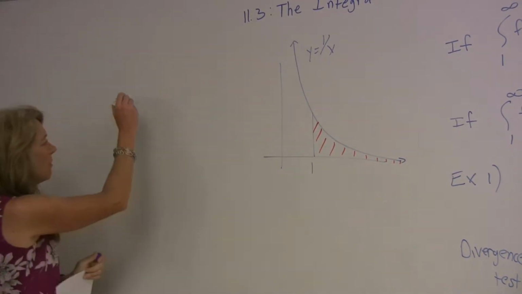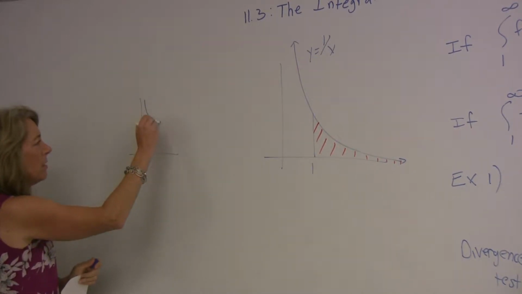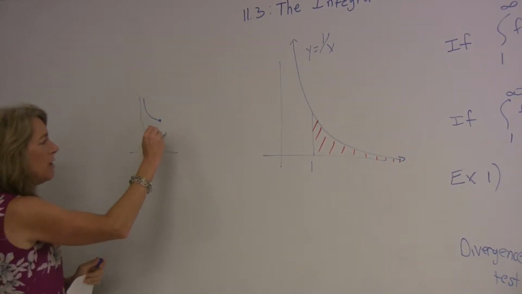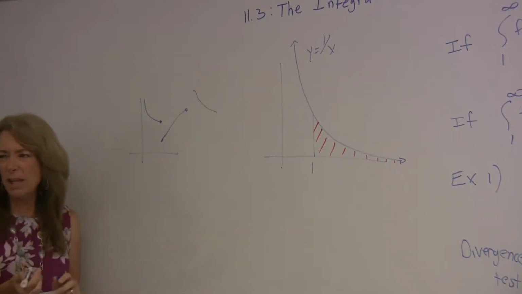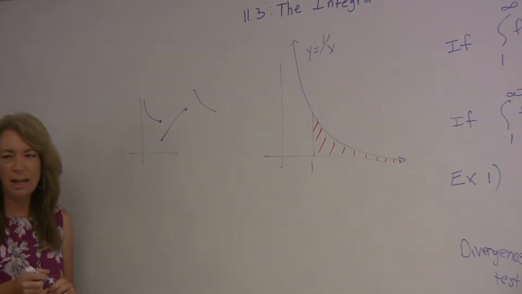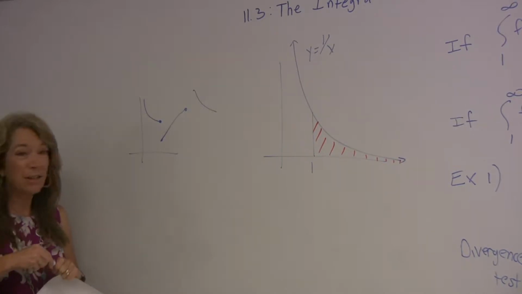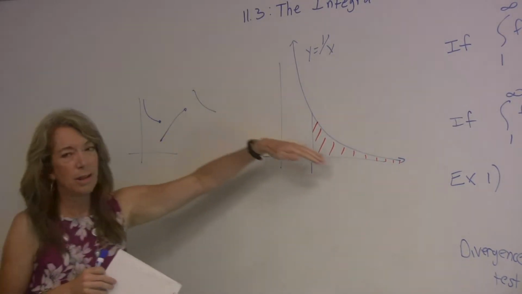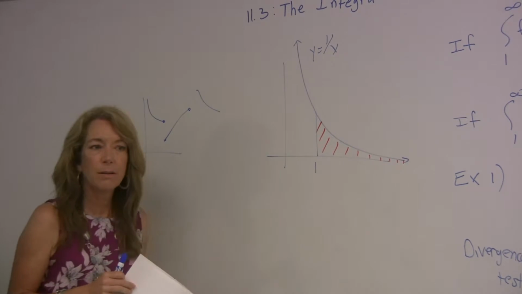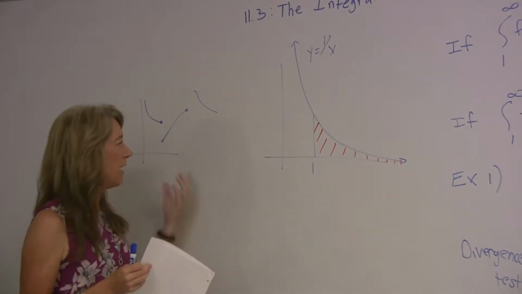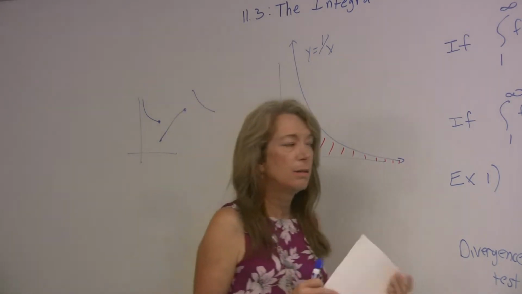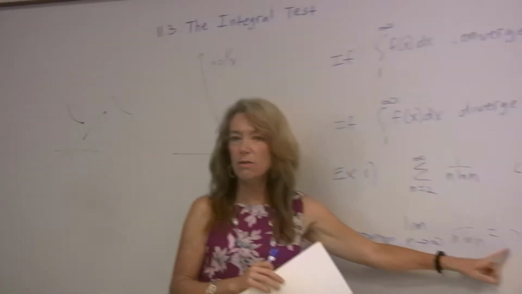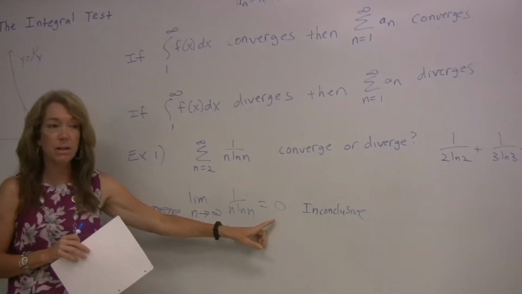If your function was kind of strange and maybe it went here, and then it jumped to here, and then it increased and did all this other stuff, there's too many things that could change the area underneath it. So if it's not decreasing and approaching 0, it's not going to work out. Very rarely do you have a function that looks like that, so it doesn't happen too often. And by checking this, you can see that those are approaching 0, which means they must be decreasing.